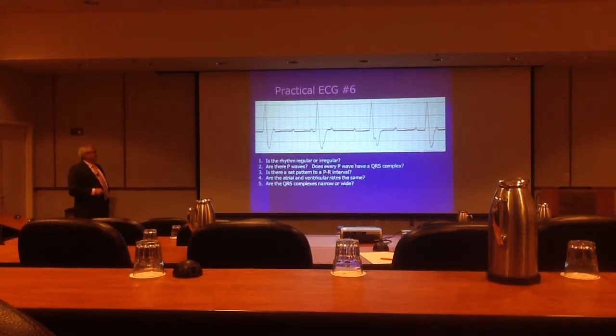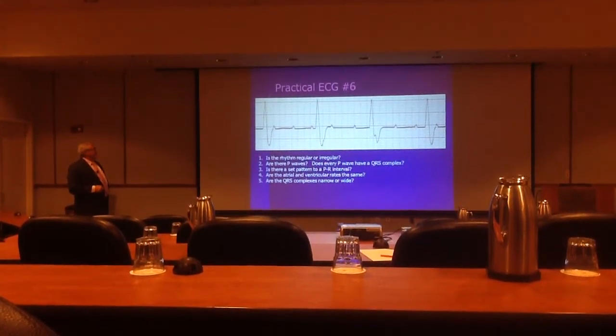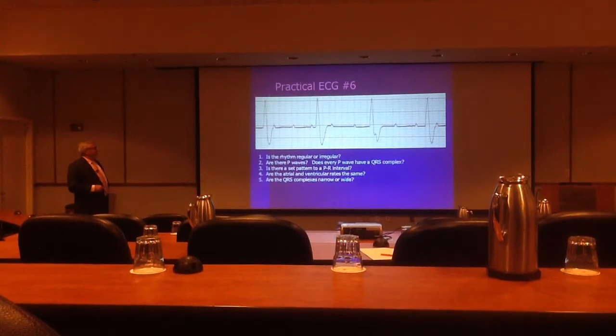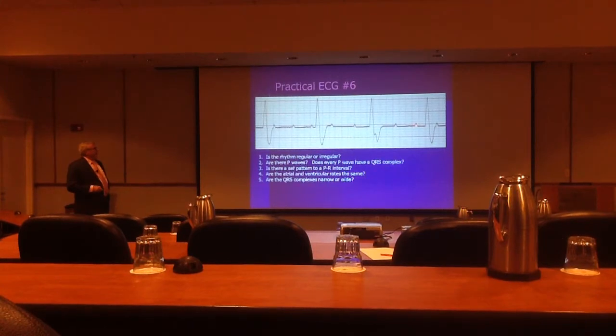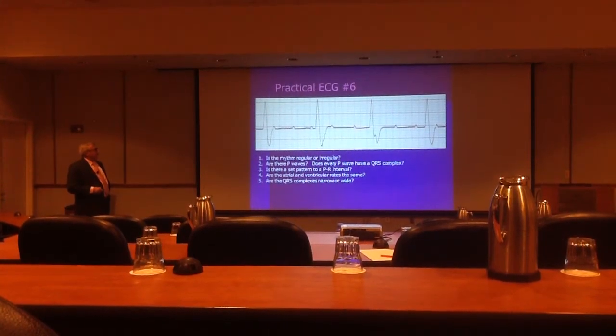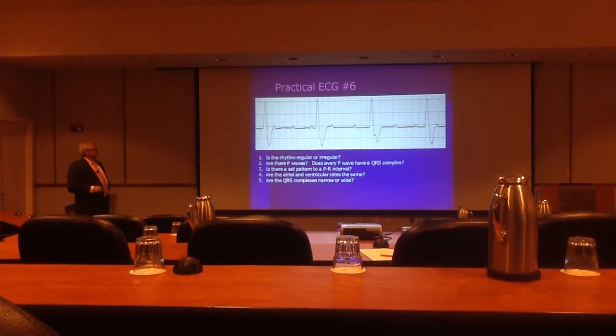So now we have something that, hey, that looks pretty regular. So now I want to try to find P waves. And I see one there, one there, one there, one there. There's one hidden in there. There's one there, one there. There's no fixed pattern to the PR intervals. This rate is faster than this rate, but the rhythms are regular.